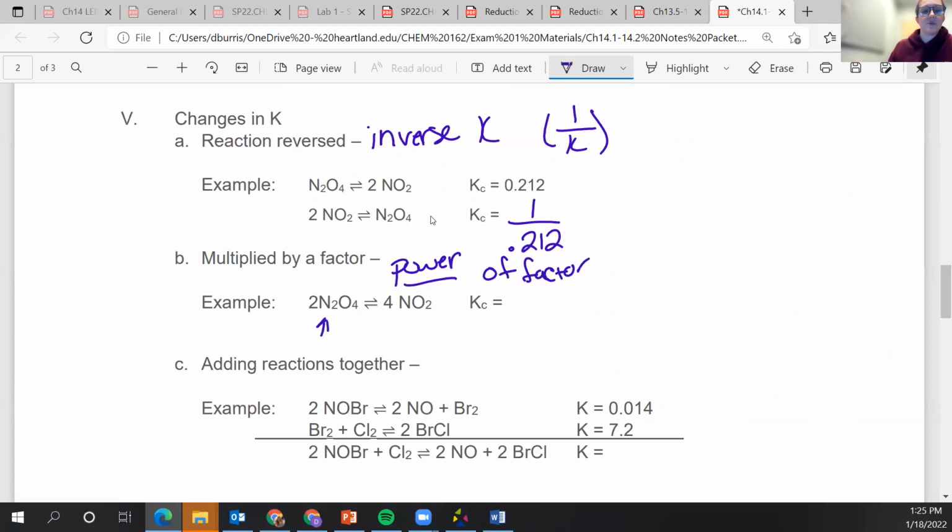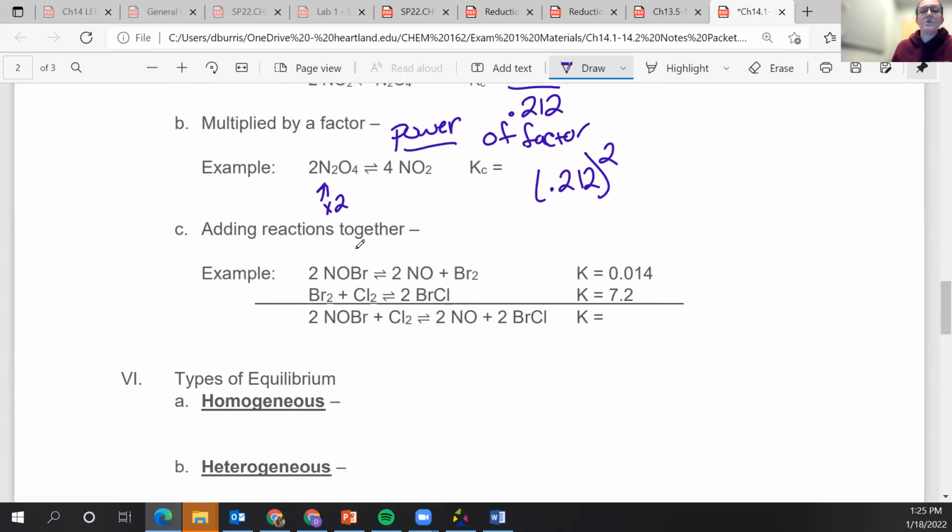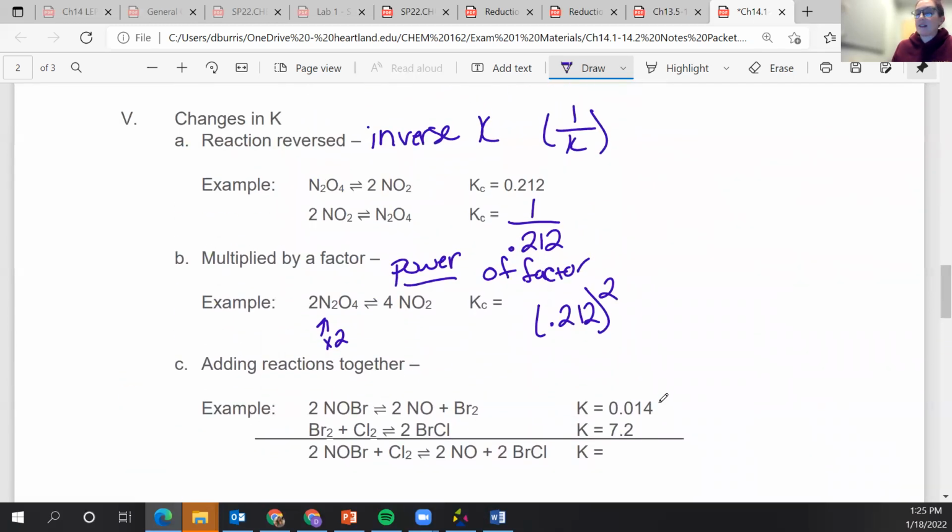So essentially, this was times 2. You're going to take the K value that we know, and you're going to square it. Okay. And then when you add reactions together, you don't add K values, you multiply the K values. Multiply. Okay. So if I'm adding these reactions together to get this overall reaction, I'm not adding my K values, I'm going to multiply that times 7.2 and whatever that is. I think it's 0.1008. Okay.